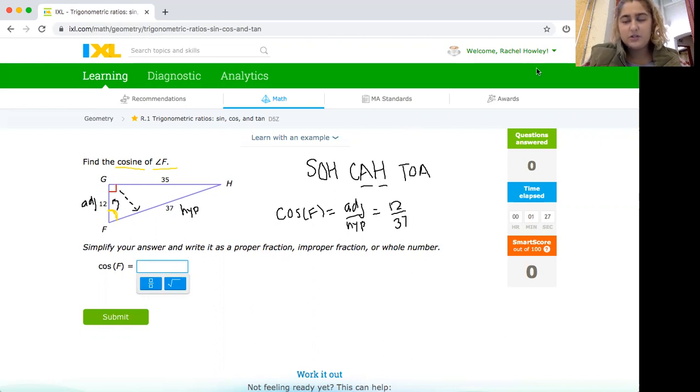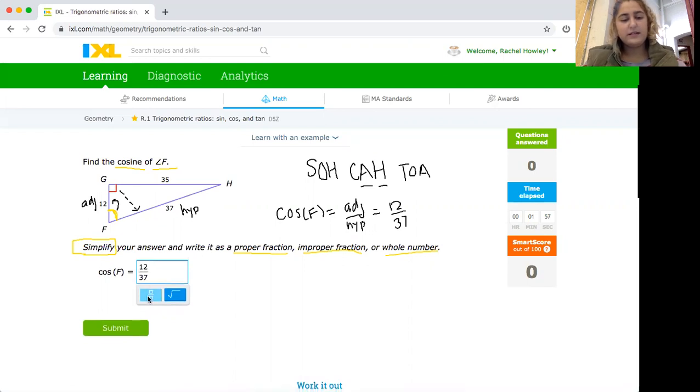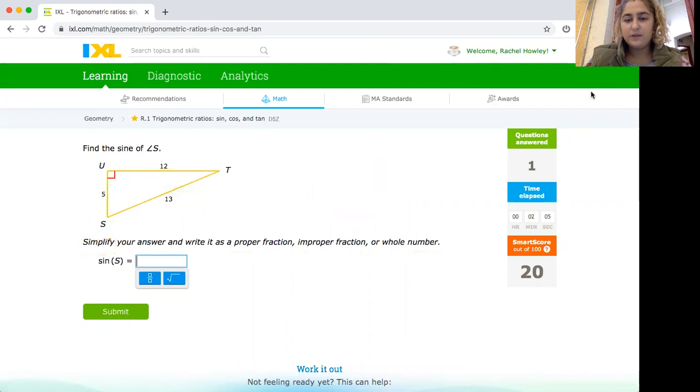And these problems ask me to write as a proper fraction, improper fraction, or a whole number, and it wants me to simplify my answer. So if 12 and 37 have any numbers in common, I can take them out and reduce that fraction. I don't think they do, so when I type in my answer, because it's a fraction, I press this button, and I do 12 over 37. And when I submit, it tells me I'm correct.